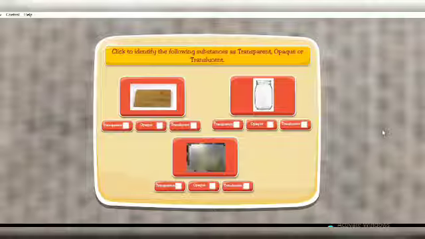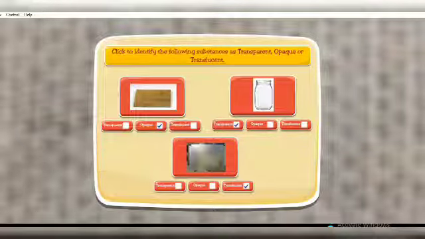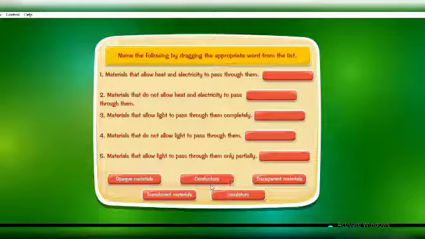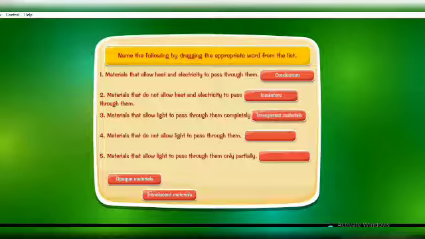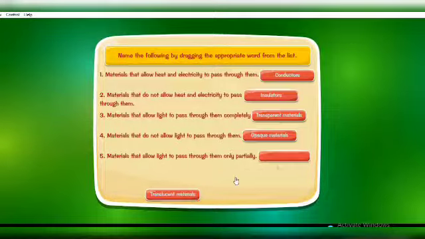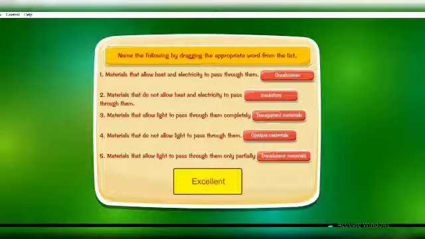Let's do another activity. Click to identify the following substances as transparent, opaque, or translucent. Well done! Excellent! You have completed the activity. Let's do another activity. Well done! Try again. Excellent! You have completed the activity.